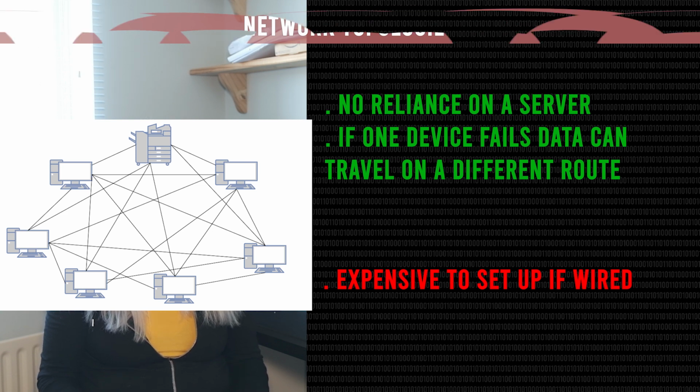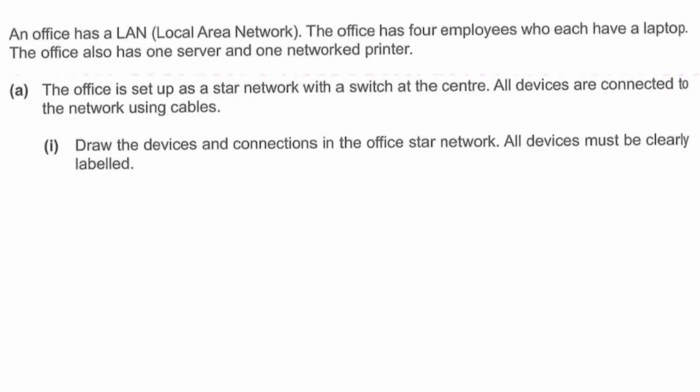Exam question: it says that an office has a local area network. The office has 4 employees who each have a laptop. The office also has 1 server and 1 networked printer. The office is set up as a star network with a switch at the centre, and all devices are connected to the network using cables. Draw the devices and connections in the office star network. All devices must be clearly labelled.